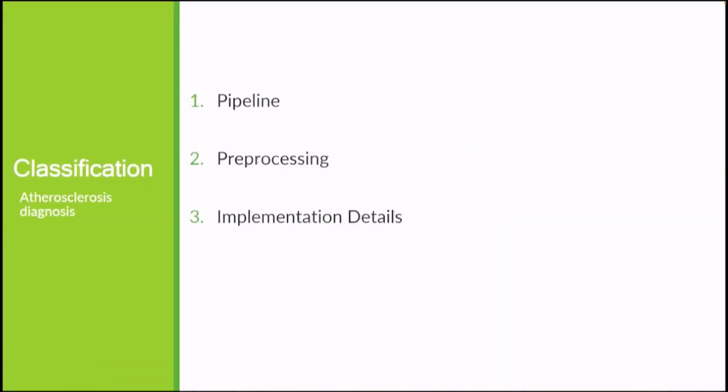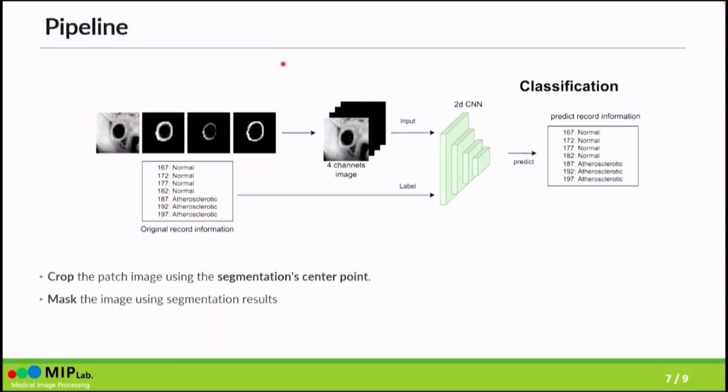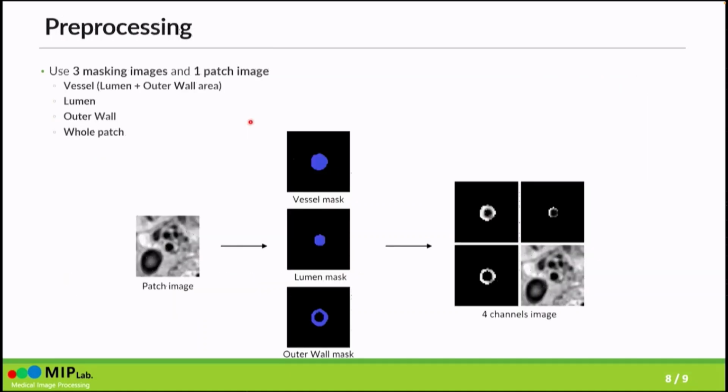Let me explain the classification method. First, crop the patch image using the segmentation center point. Then, using segmentation results, we create a 4-channel image by applying masking to the patch image. For training the CNN models, use the 4-channel image as input. The 4-channel image consists of 3 masking images and 1 patch image.